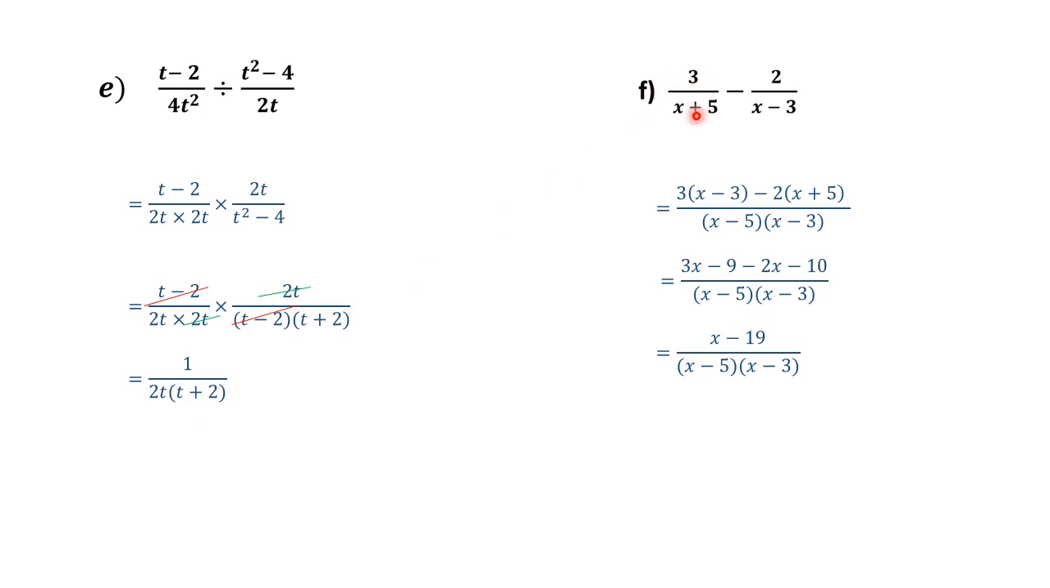Part F, 3 over x plus 5 minus 2 over x minus 3. So these are two fractions. We have to subtract these two. The denominators are x plus 5 and x minus 3. So we have to take the common denominator, which is x plus 5 into x minus 3. 3 times x minus 3 minus 2 times x plus 5. 3 into x, 3x, minus 3 into 3, 9, minus 2 into x, 2x, minus 2 into 5, 10. Simplify the like terms, 3x minus 2x is x, minus 9 minus 10 is minus 19. And this is our final answer.